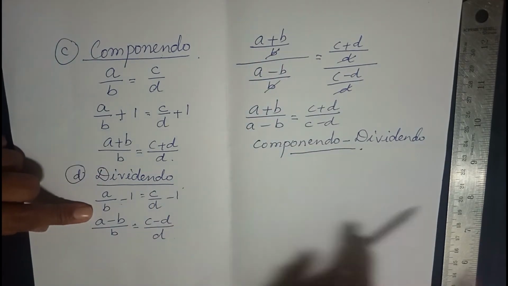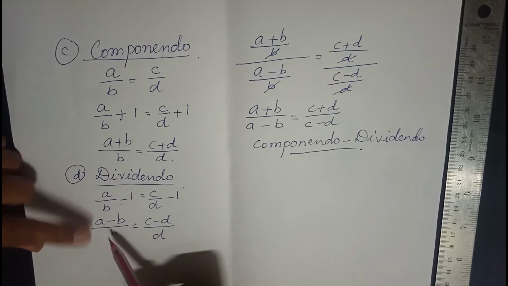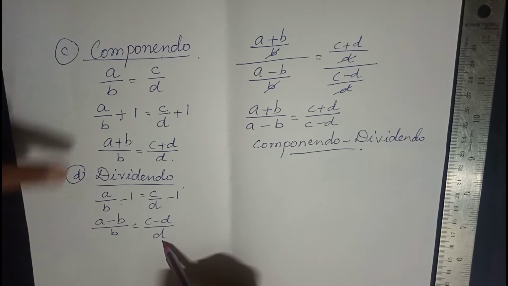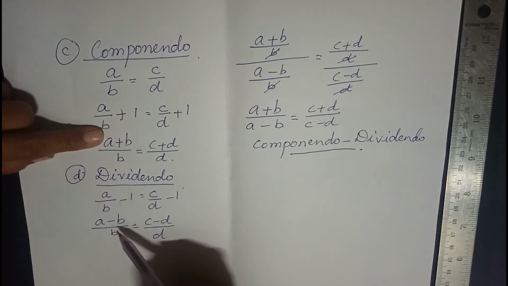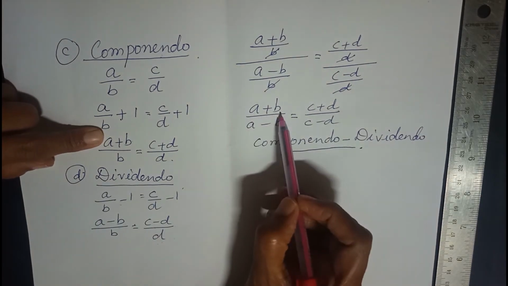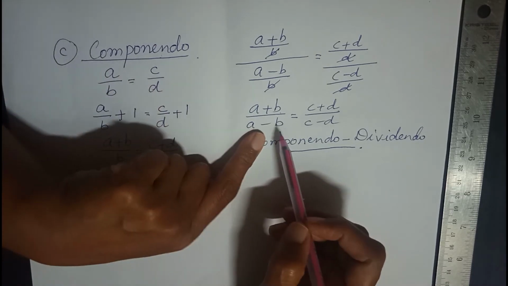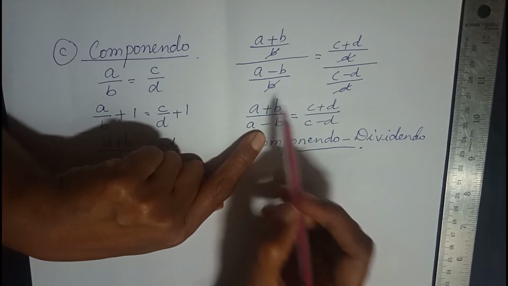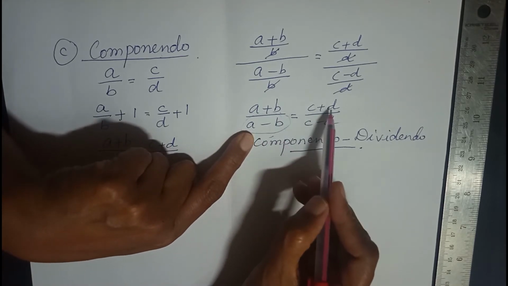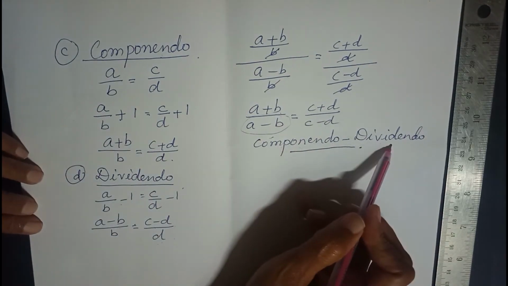And in dividendo, we subtract 1. So in other words, we subtract the denominator. So we get A minus B upon B, keeping the denominator as it is. On dividing these two, you will see only the numerator remains, the denominator gets cancelled. So what we get is adding the denominator in the numerator, subtracting the denominator in the numerator. So this is representing componendo, this represents dividendo. Same this side also. So it is called componendo dividendo. That is done together. Okay.